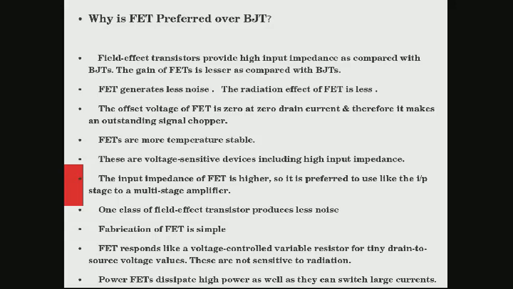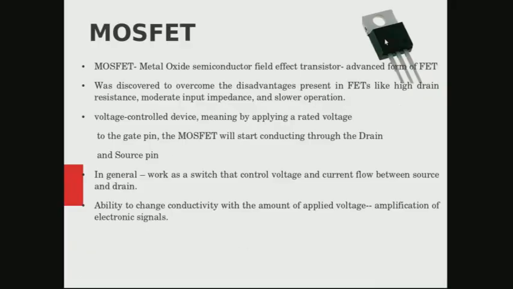These are voltage sensitive devices that have a high input impedance and low output impedance, and their fabrication is simpler since they are of smaller size. It is easier to fabricate them as ICs, and FET also responds like a voltage controlled variable resistor for tiny drain to source voltage values. They are immune to radiation, and power FETs dissipate high power as well as switch large current, and because of all these reasons FETs are often preferred over BJT.